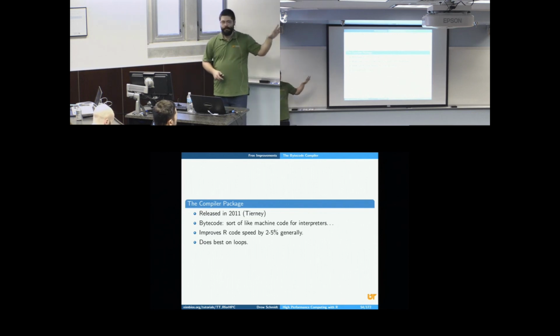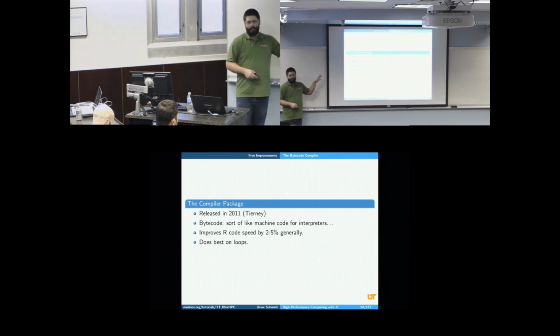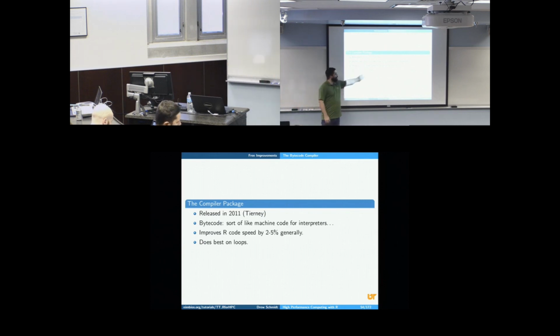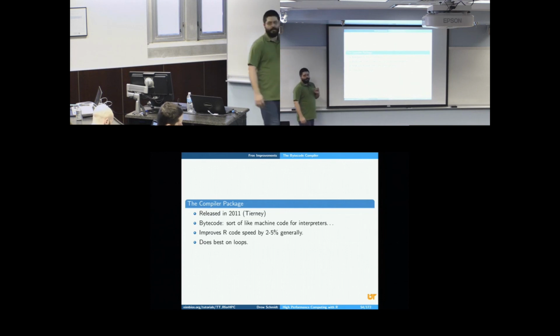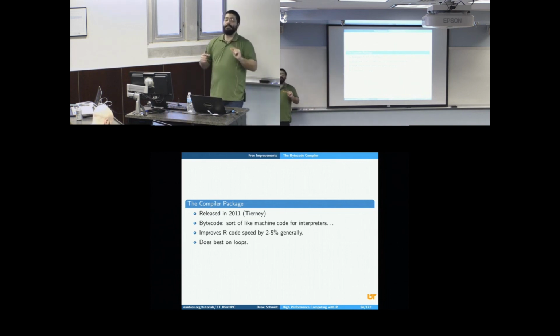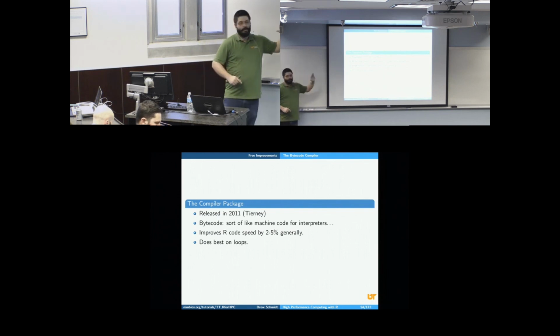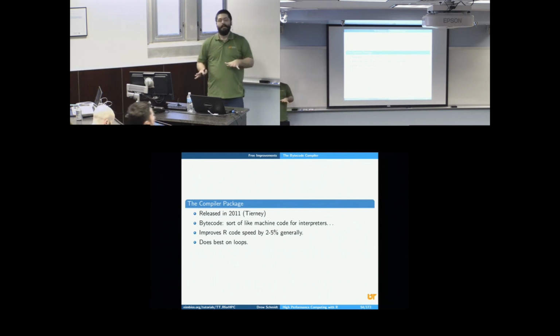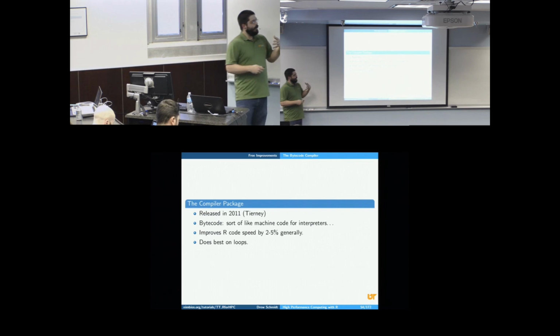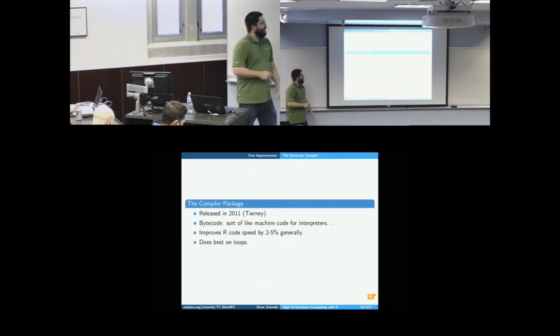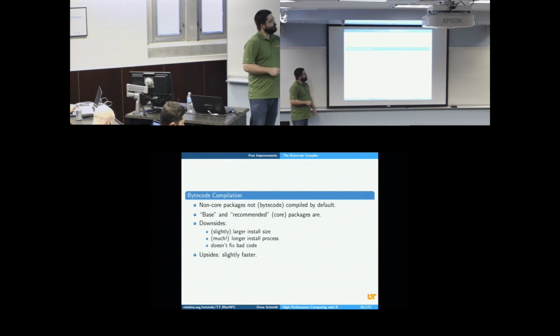I believe Luke Tierney is the lead author, maybe only author. I say it'll improve R code speed by 2 to 5% generally. So that's not 2 to 5% of the original runtime. That's 2 to 5% improvement. Not a lot. It's free. It is an improvement, but it's not fantastic. And it'll do best on loops.